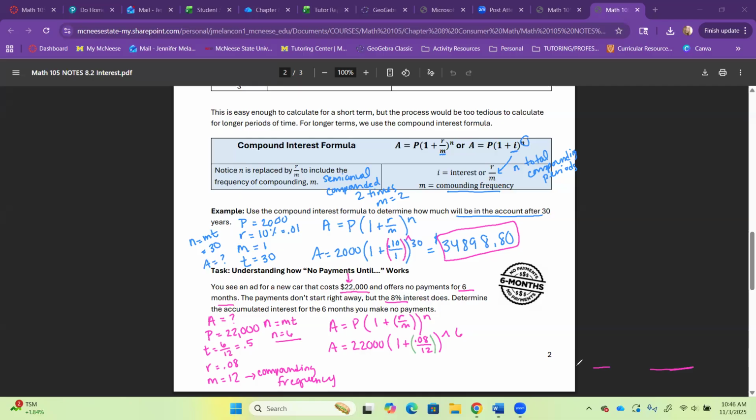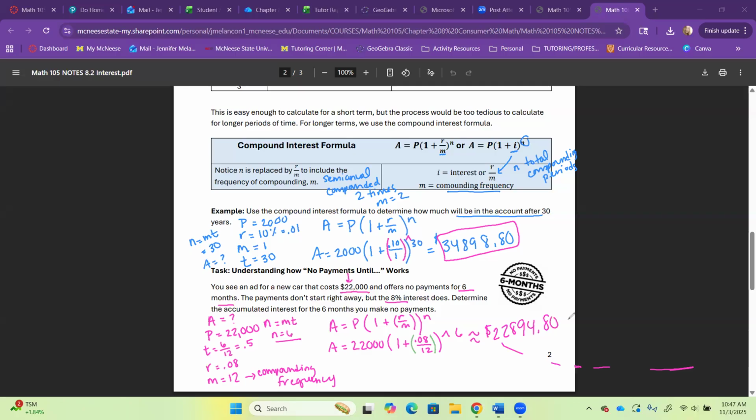Oh, that's not right. I put in a wrong value. Okay, I'm starting over. 22,000. You can't put in a 2 where there's supposed to be a 1. That makes a big nasty difference. 1 plus 0.08 divided by 12. Oh, that's better. Okay, all right, so I got 22,894.797, so we'll round that to 0.80.